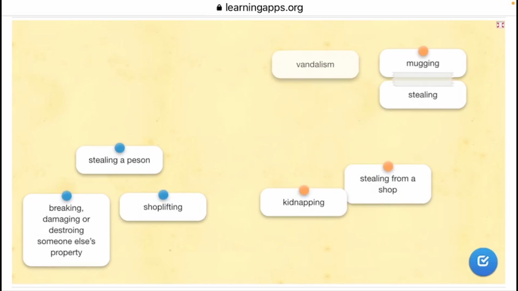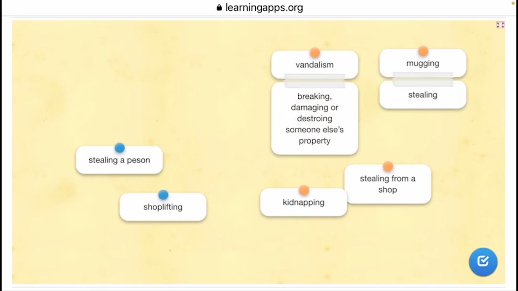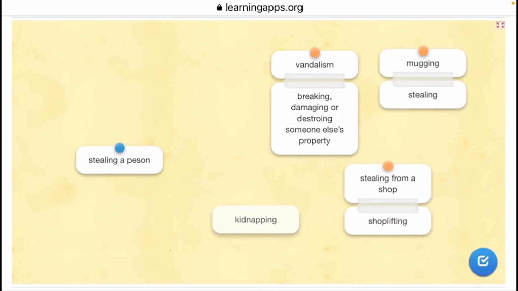Vandalism means the same as breaking, damaging, or destroying someone else's property. When you see a person stealing from a shop, you know it's shoplifting. To kidnap someone means to steal a person. Let's check the answers.